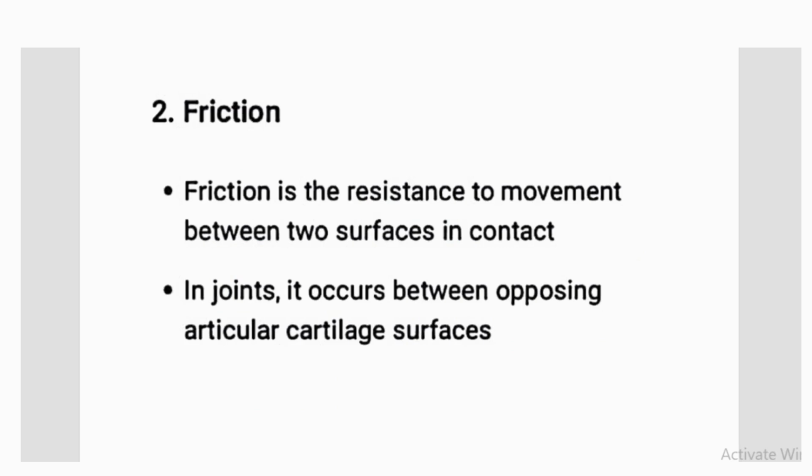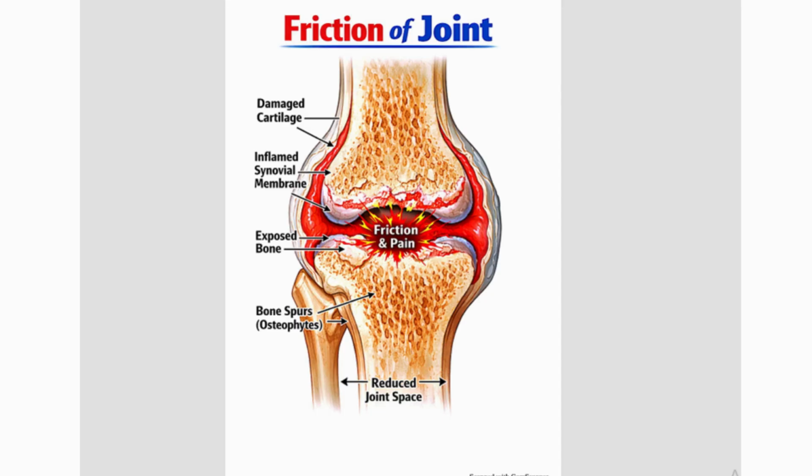So, firstly, we define friction. Basically, friction is the resistance to movement between two surfaces in contact. In joints, it occurs between opposing articular cartilage surfaces. So this is the friction of the joint.